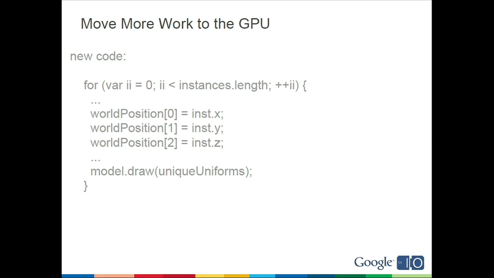So instead of actually generating those matrices in JavaScript, let's just pass the position up to the GPU and let the GPU create those matrices. So we're changing the JavaScript, so we just give it the position. Here we're taking the position of one instance and setting it into a uniform and then calling set up the uniforms.